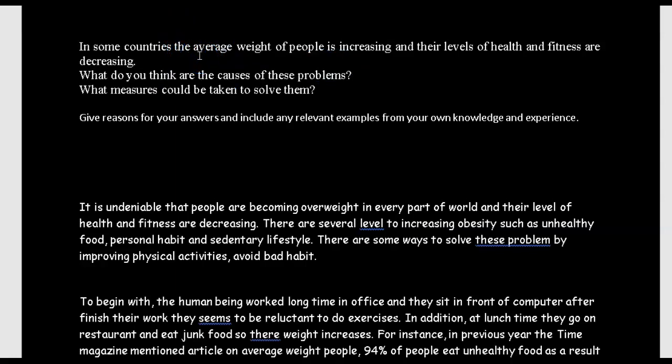And this is a standard situational essay. A situational essay, you have an issue presented, and then you will either have to talk about the causes of the problem or the problems. Here the problems are identified, and you're just going to talk about the causes, and then another paragraph talk about what measures can be taken to solve them.